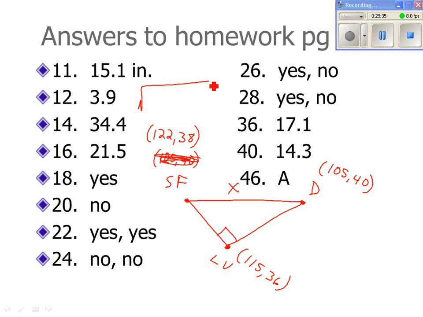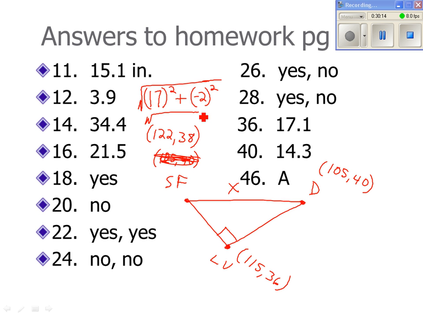What's 122 minus 105? Nobody knows? About 17. 17 squared plus, what's 38 minus 40? It's actually a -2. Does it really matter if it's negative though? No. Squared? All right, how come that's not going to give us the right answer? You sure it's 17? Yeah. What's 17 squared? Yes, I'm positive it's 17. No, I know how to subtract.